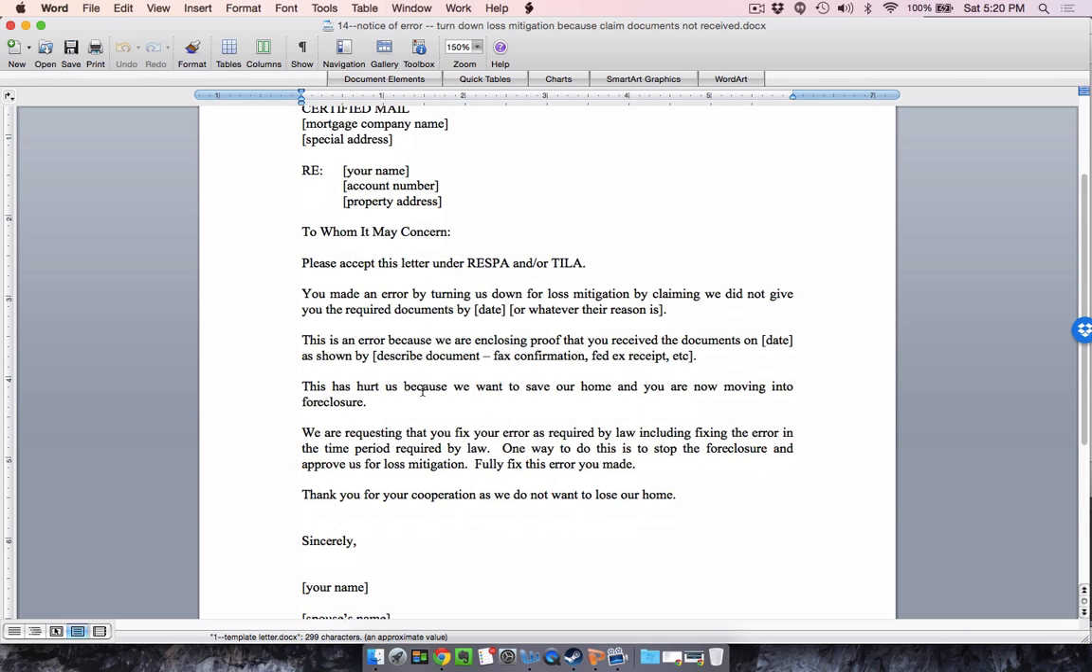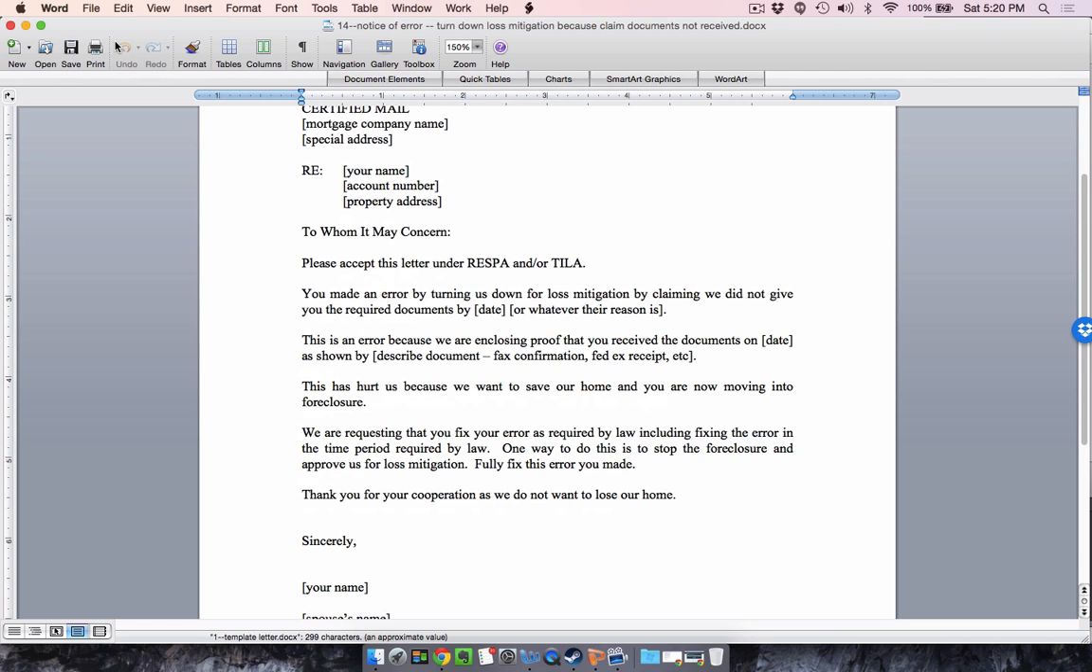Again, how has this hurt us? Well, you're trying to move us into foreclosure. Want you to fix this. Fully fix the error. So, I could go through a dozen more of these, but the real point of this is to understand, how do these letters work? Something confusing has happened. Send a request for information. They make an error. Send a notice of error.